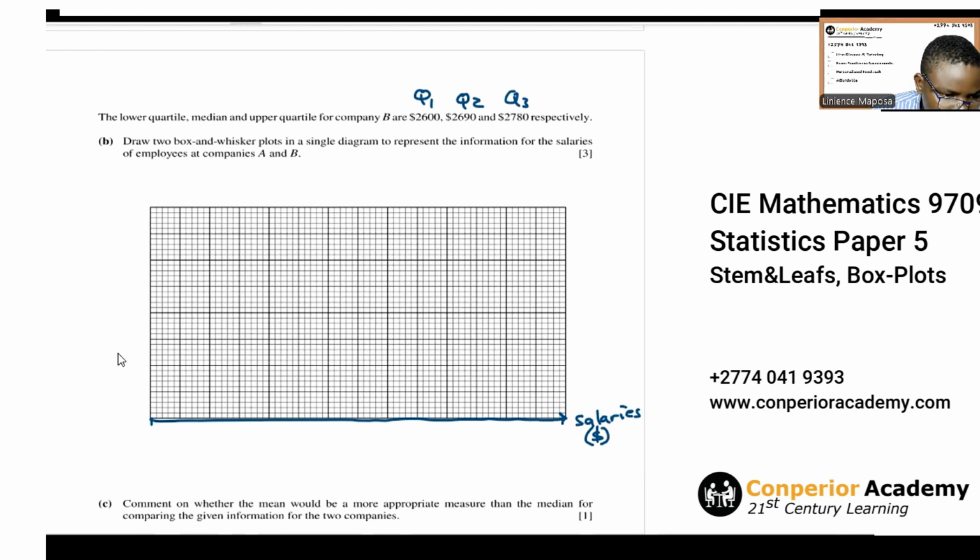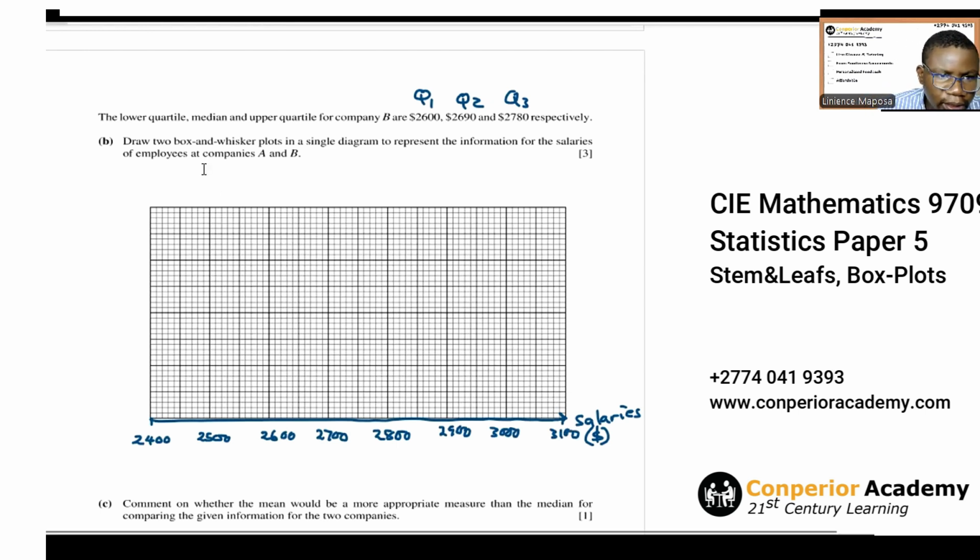So I can say that the first one is $2,400. The next one will be $2,500. Then I have $2,600. Then $2,700, $2,800, $2,900. Then I have $3,000. And then I have $3,100. So I'll be able to accommodate all my data.